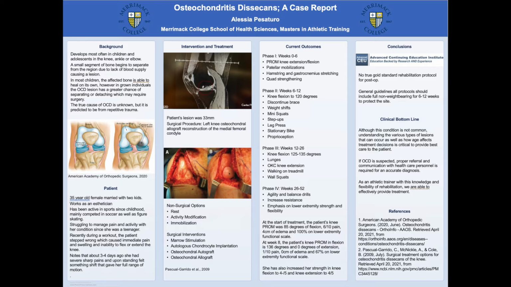And the true cause of this condition is unknown, but it's predicted to be from repetitive trauma, such as high-impact activities. Some symptoms the patient can present with are pain, swelling, locking, catching, giving way, and decreased range of motion. So this sounds very similar to other conditions, hence why history and mechanism of injury is very important to determine the diagnosis. And underneath, I inserted a picture of the most common site for OCD lesions, and as you can see, it's very close to the medial meniscus.